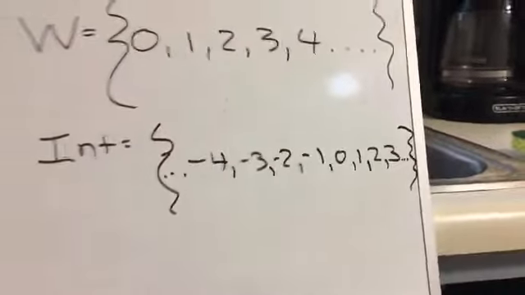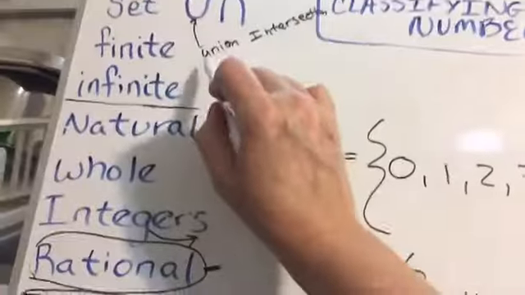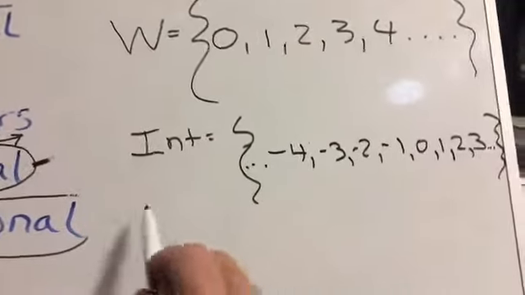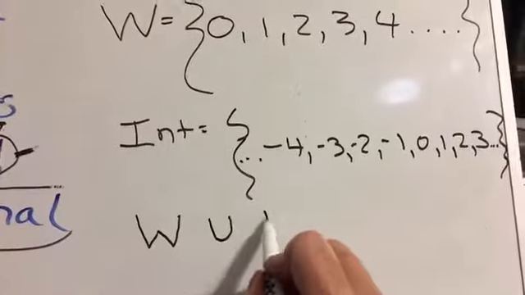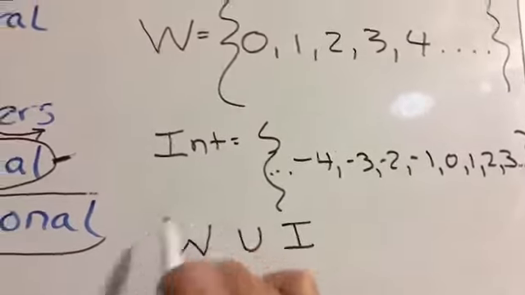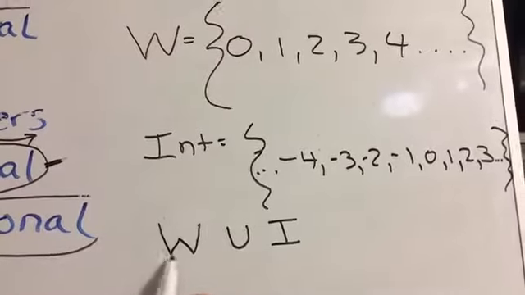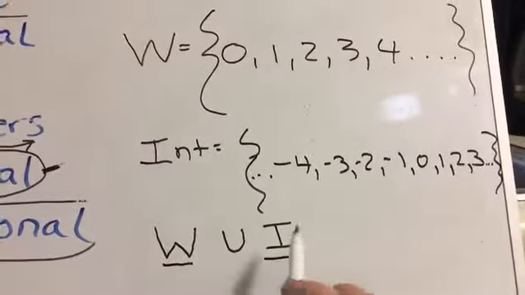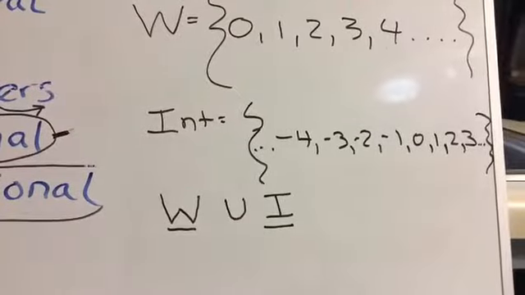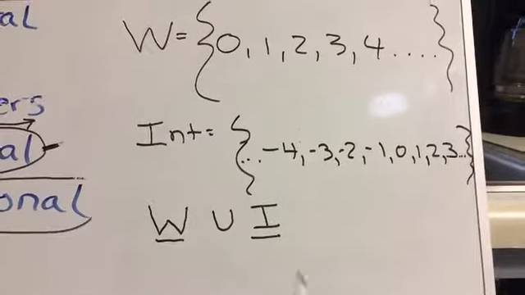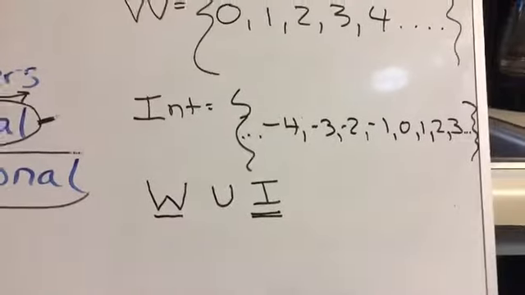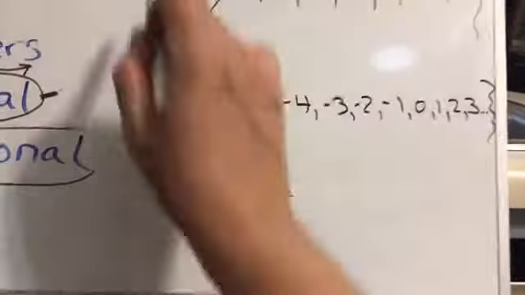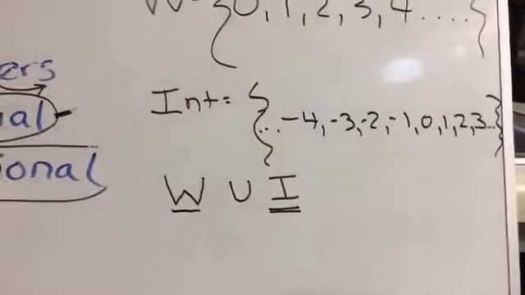Okay, now, using these two symbols up here, union and intersection, let's talk about what those mean. If I said, what is the union of the set of whole numbers and the set of integers? Right now, I'm just going to let W stand for whole numbers and I stand for integers. We won't let that happen very long because there's another number that we use I with, and we just don't use I with integers. But we'll talk about that later. But right now, we're talking about the whole number set and the integer set.